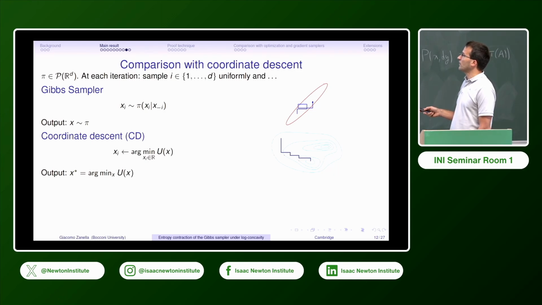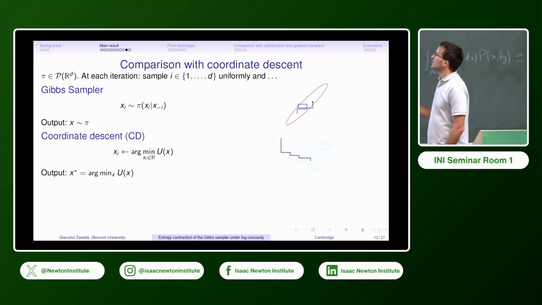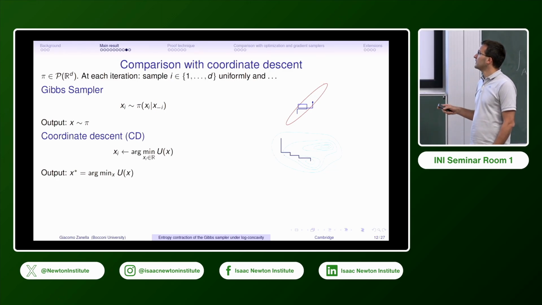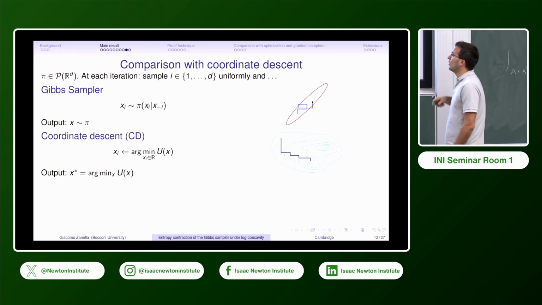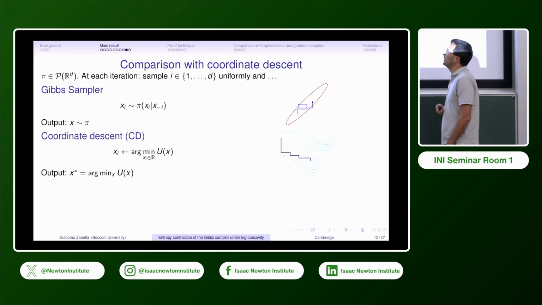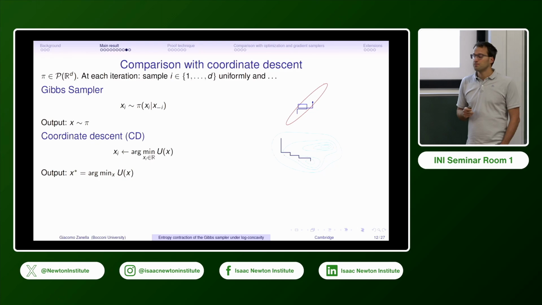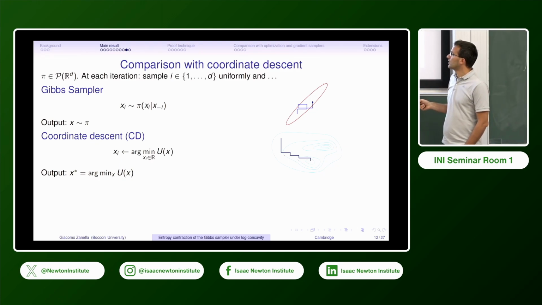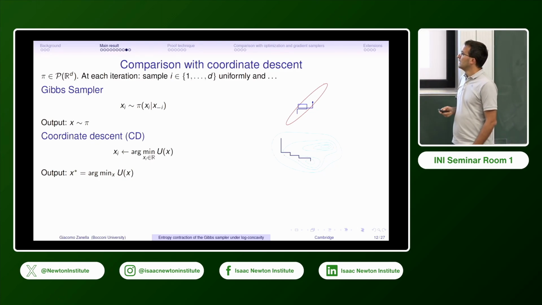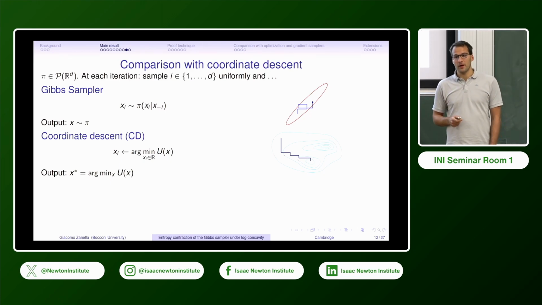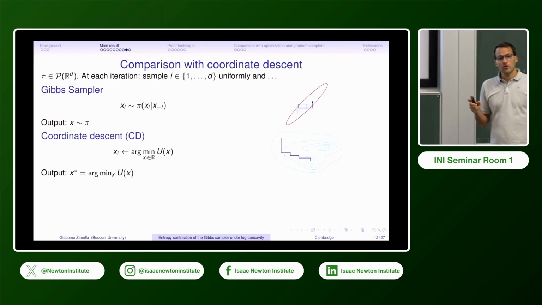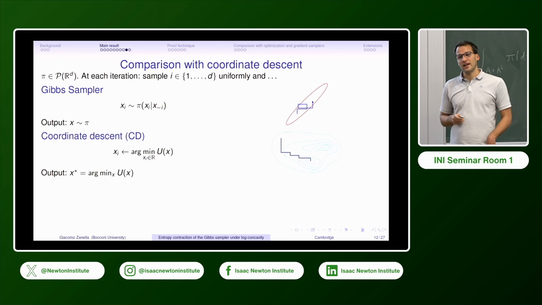And for a given pi, you can think of an algorithm which performs conditional updates. Every time you choose a coordinate at random and you update xi from its full conditional, or you can think of the corresponding algorithm which performs a conditional minimization of the potential given a randomly chosen coordinate. Okay? And obviously, this will converge, at least under a convexity assumption, to the minimizer, and this will converge to a sample from pi.